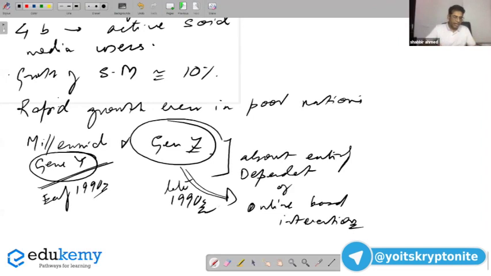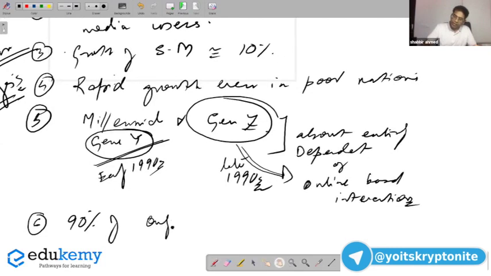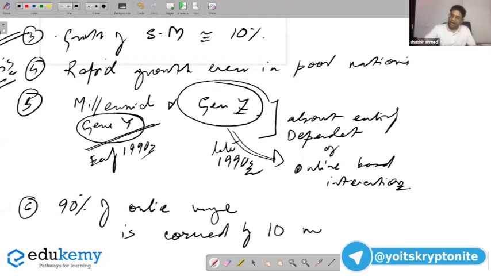And if you look at the usage, there's important data here. Look at the usage. 90% of online usage is cornered by 10 major platforms.